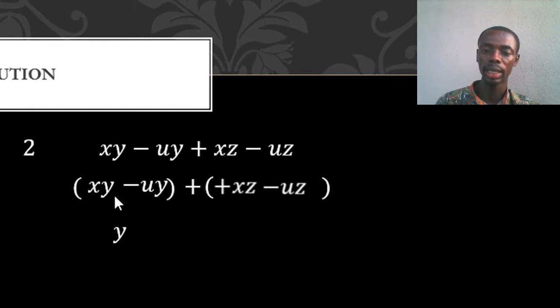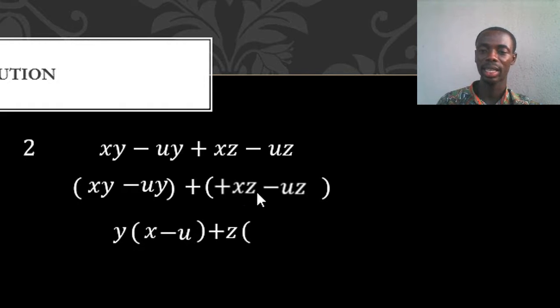Okay, y is common in this bracket. So using y to factorize, you can have x minus u. And I believe you understand how I got that. Divide xy by y. Divide minus uy by y. You have this. Then the same thing here, what do you think is common here? a plus z is common. And that's it coming up. Then open your brackets. I'm having an x here, then minus u left.